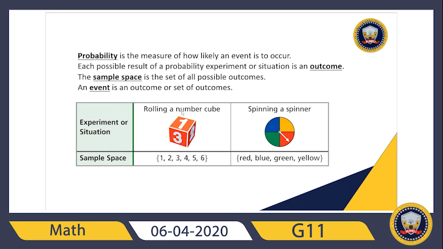Okay, so in this other trial, in this experiment, we have a spinning arrow. The sample space is red, blue, green, and yellow. So we have 4 outcomes of this trial, 4 outcomes of this experiment. The probability is finding one of these outcomes, how likely an event is to happen.